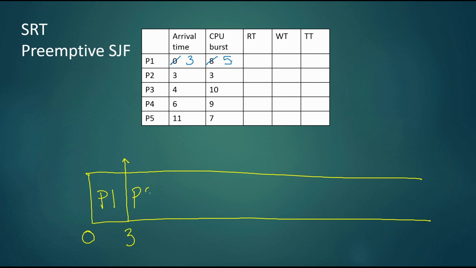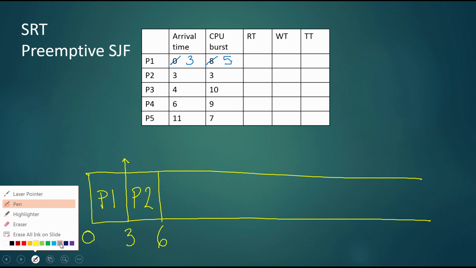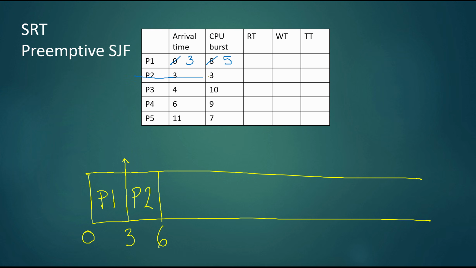So P2 will go next, and P2 is the shortest one here, so it will not get preempted. So P2 will go until time 6. And now the current time is 6, so P2 is done, and we need to make a determination on who goes next. Well, at time 6 in the ready queue, we have P1 that has a CPU burst of 5. We have P3, which has a CPU burst of 10, and we have P4, which has a CPU burst of 9.